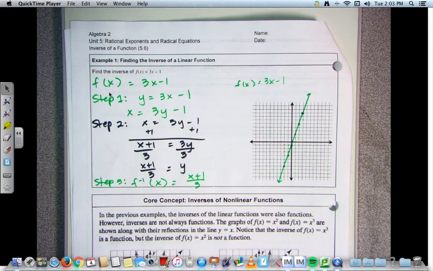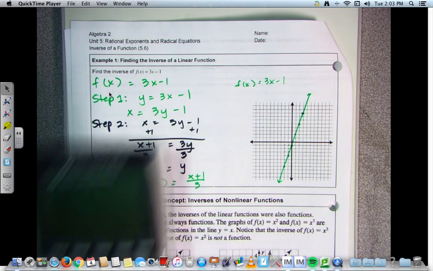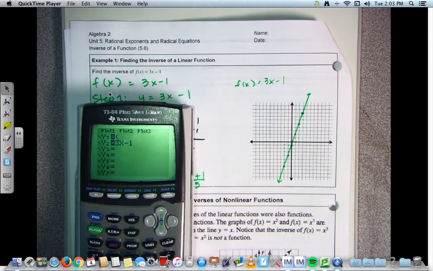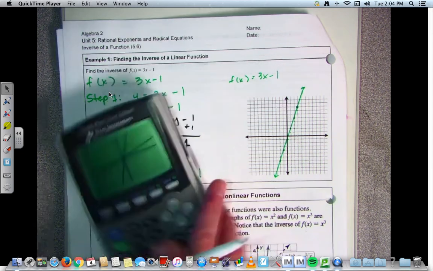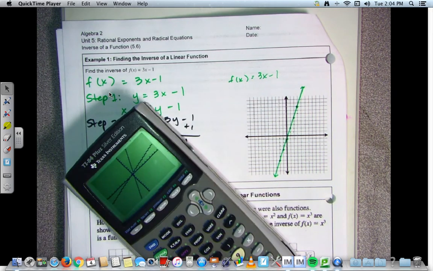So let's look at y equals x plus 3. I'm sorry, x plus 1. So I'm going to do parentheses, x plus 1, that quantity divided by 3. Graph it. When you take a peek at this, if you kind of tilt it, does it look like it's a reflection?